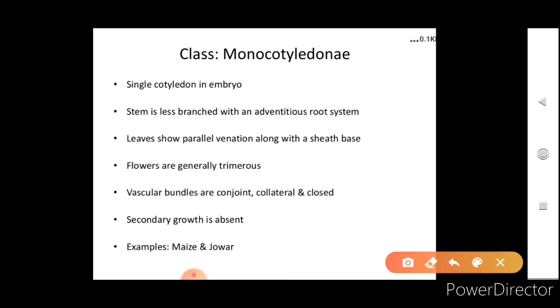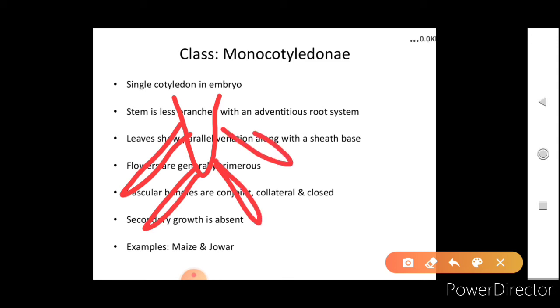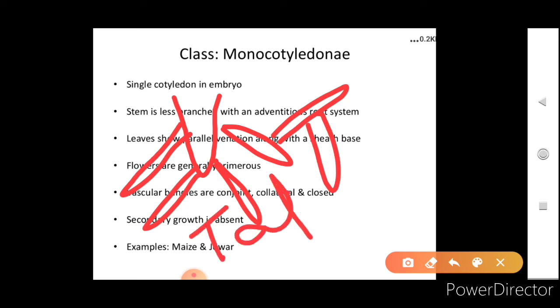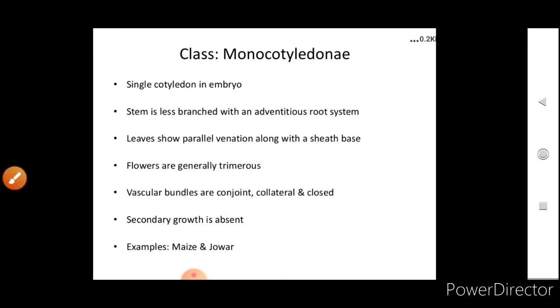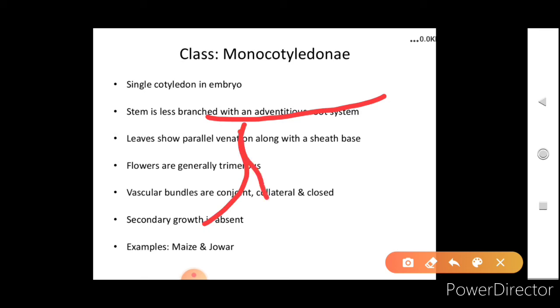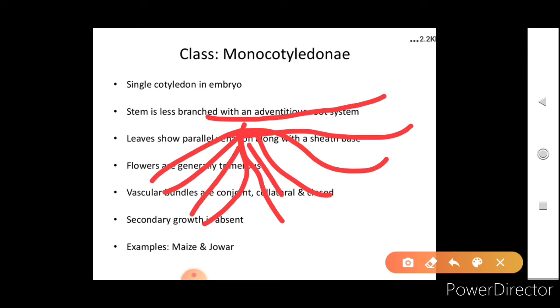Here I'll explain the taproot system. In taproot system, you will have this main root and then the secondary roots will be arising from here, like this, and then tertiary roots and then quaternary roots. So this is the taproot system. When I talk about adventitious roots, this is the soil region and they will have fiber like things as you see in coriander. They have this bunch of fiber like things, and these are the adventitious roots.